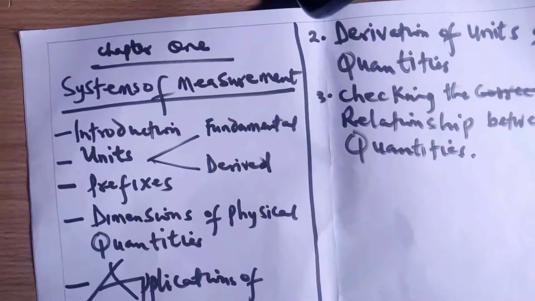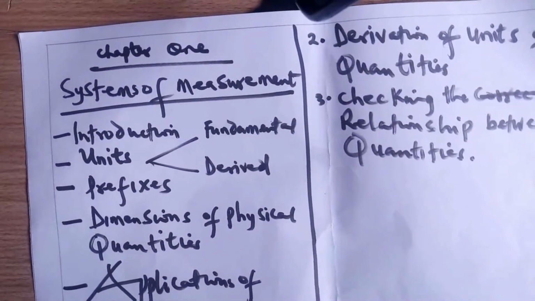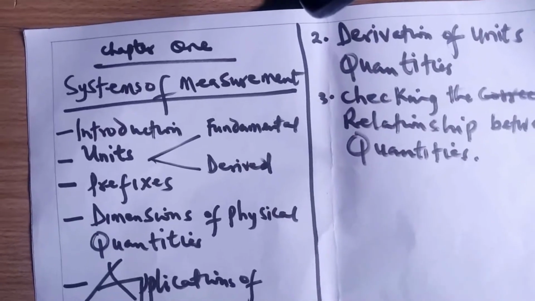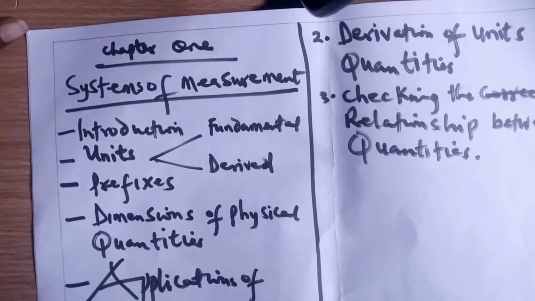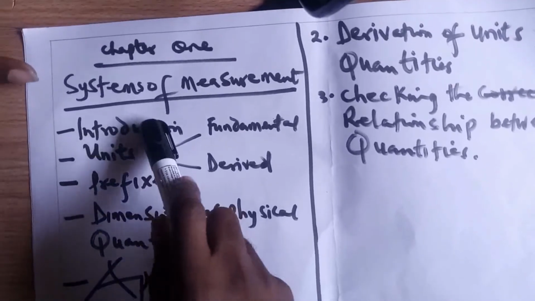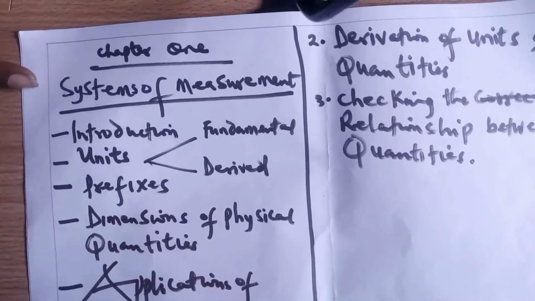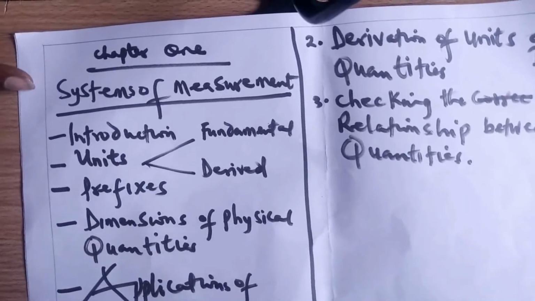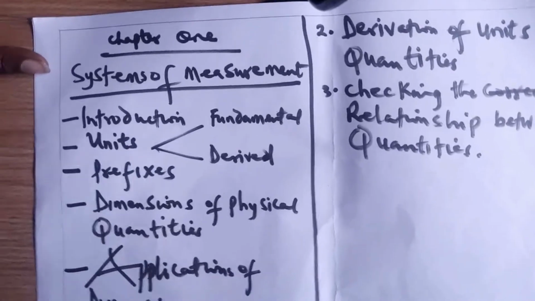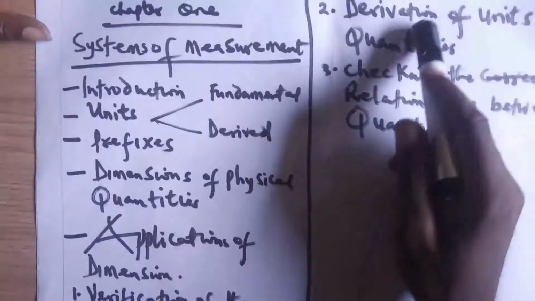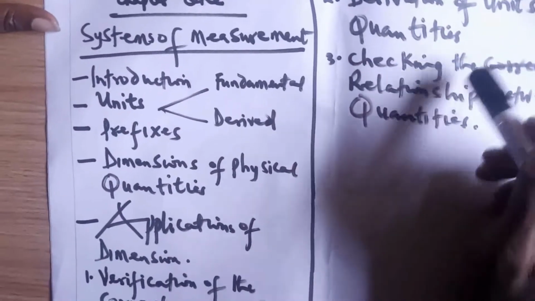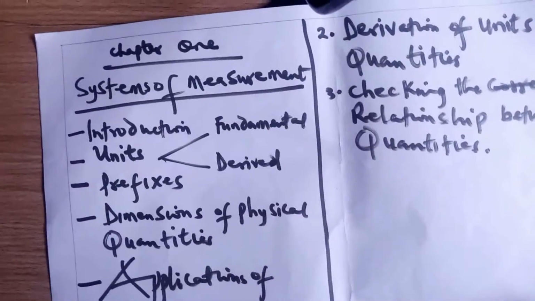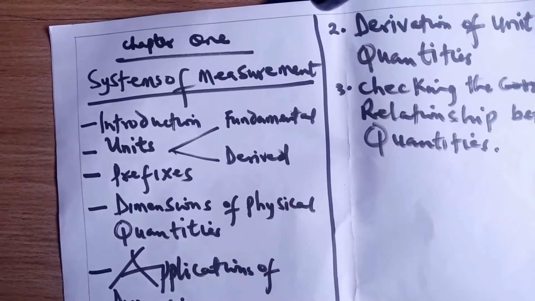Today we are going to look at chapter 1 of the textbook Physics, Mechanics and Properties of Matter rather. And we are starting from chapter 1. Under chapter 1 we have a few things to learn here. Number 1, we are going to look at the introductions. We are going to also look at the units, prefixes, dimension of physical quantities, and applications of dimension. Those applications of dimensions include verification of correctness of formula, derivation of units of quantities, and checking the relationship between quantities. So I trust that you will stay tuned, and then we'll finish this course in no distant time.